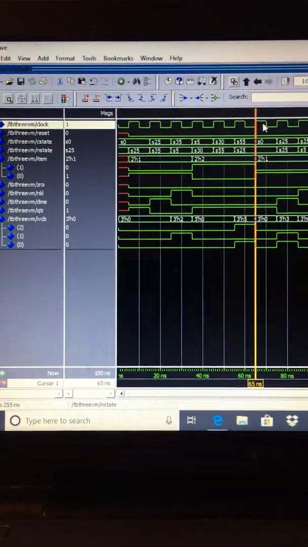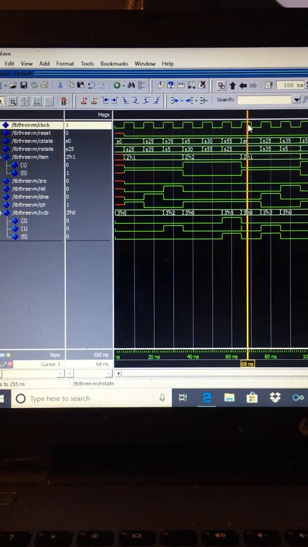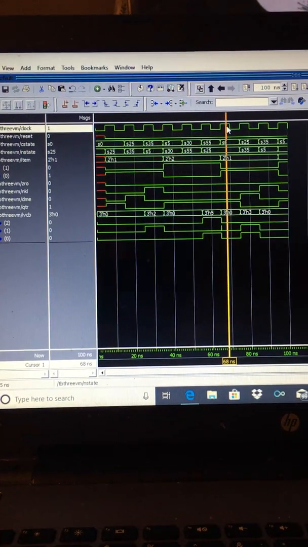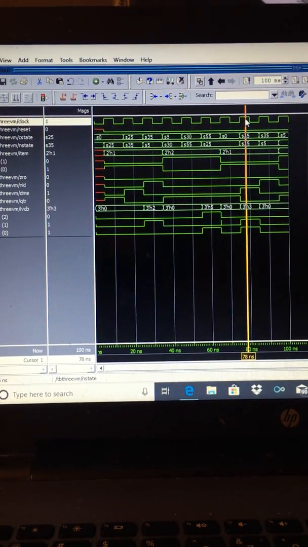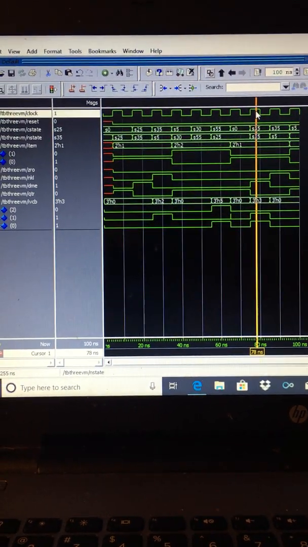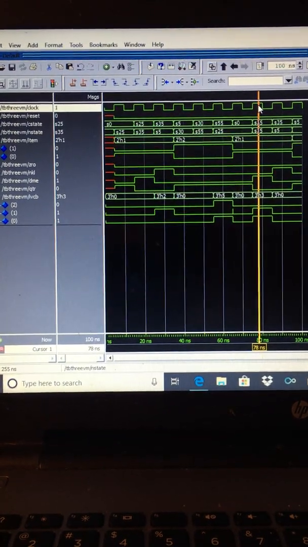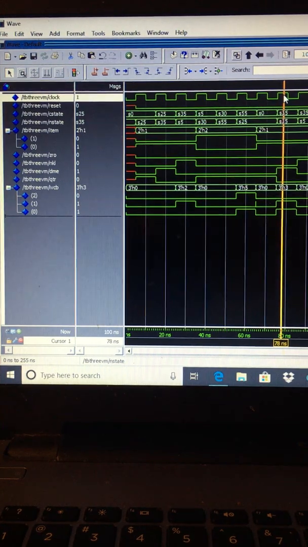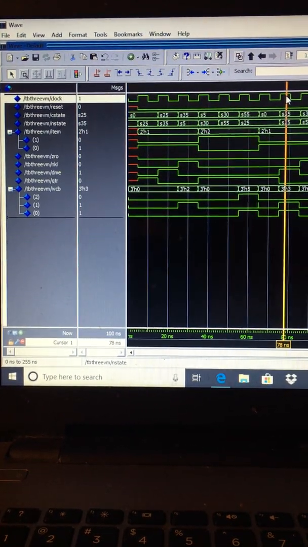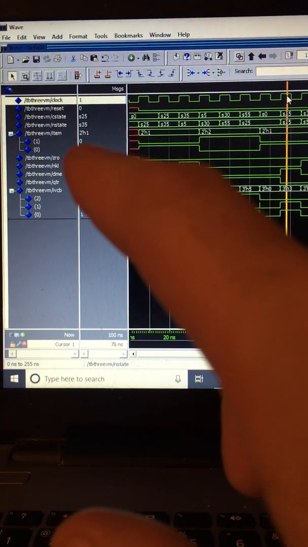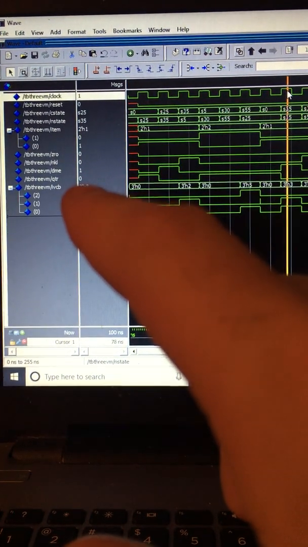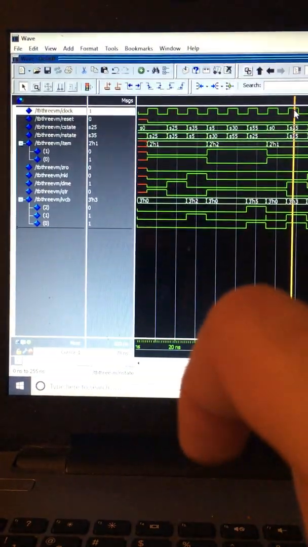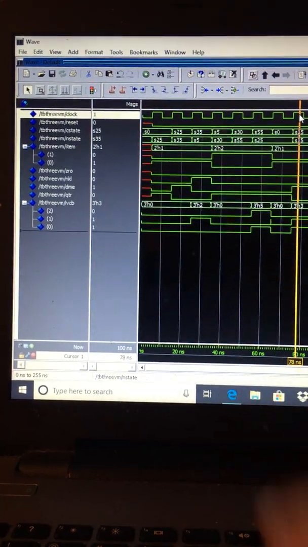And at the next rising edge we are in state 0, and there is a quarter being inserted, and so the next state is state 25, and the output is 0. And at the next rising edge, we're in state 25, and the next state will be state 35 because we have a dime inserted. This pretty much concludes the waveform for the test bench.